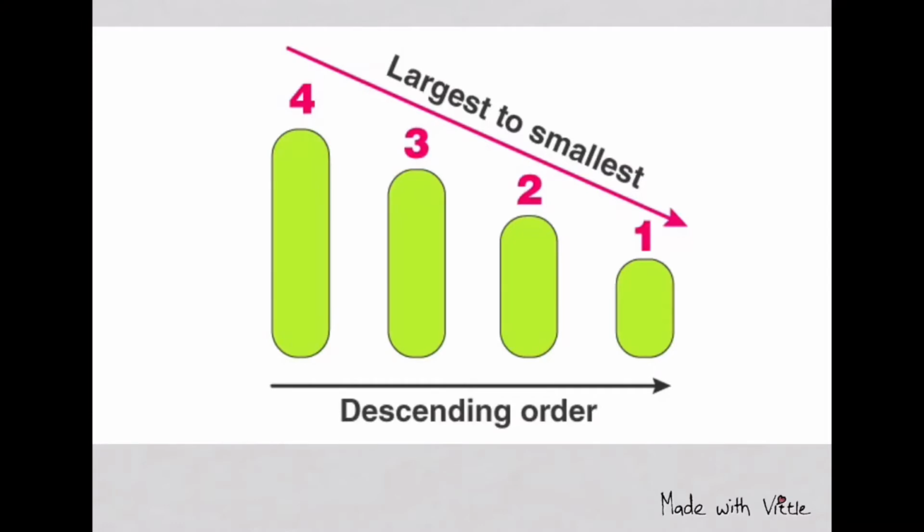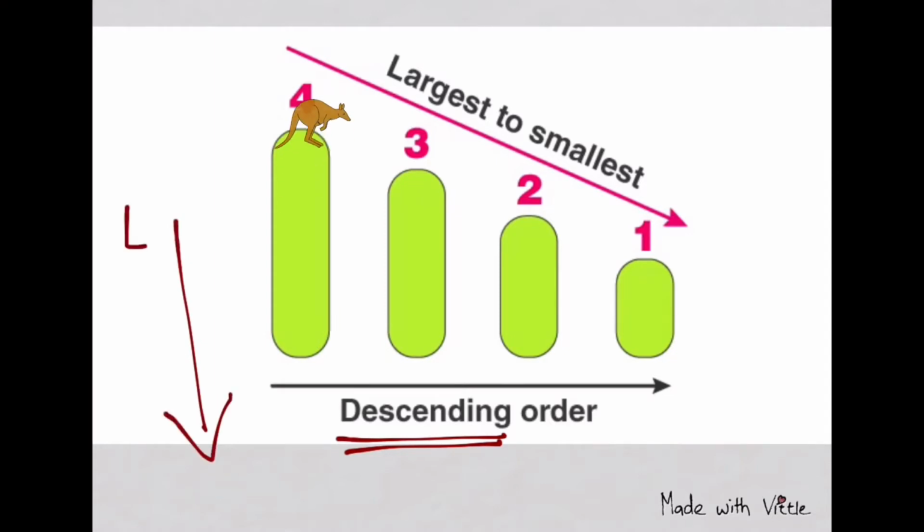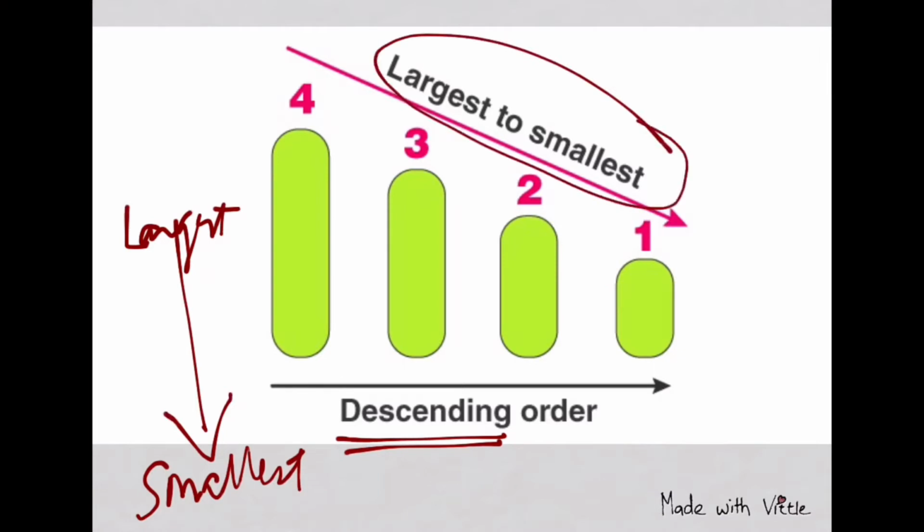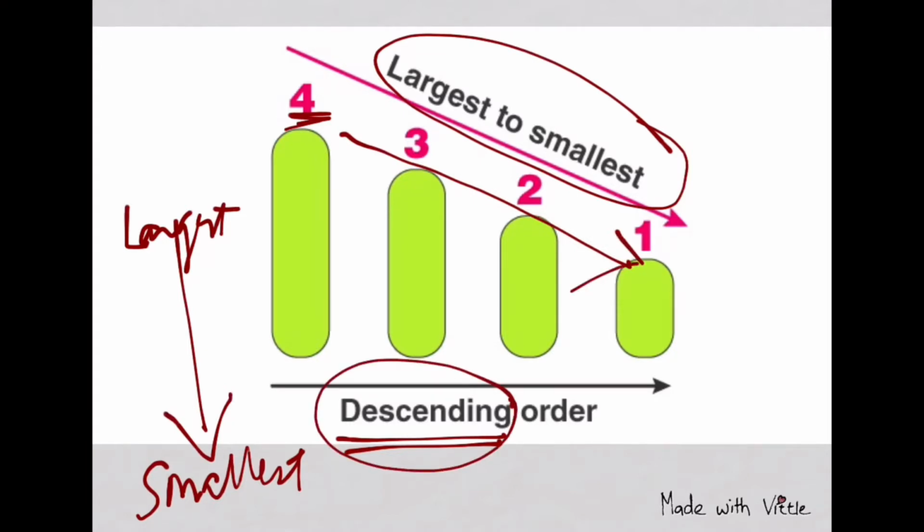So what about when it's descending? Descending means you're going down. That means you started from the largest number here, going to the smallest number. Okay? Just like how it's indicated on top here. You started from the largest number, going down to the smallest. And that's what we mean by descending. And so that also means greatest to least.